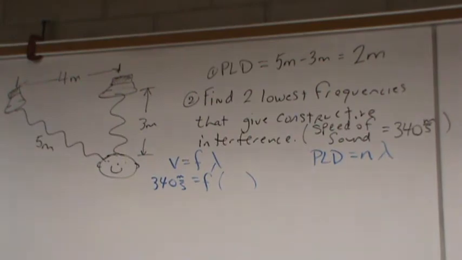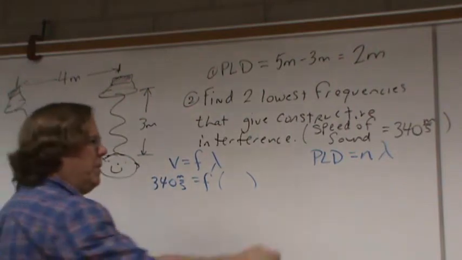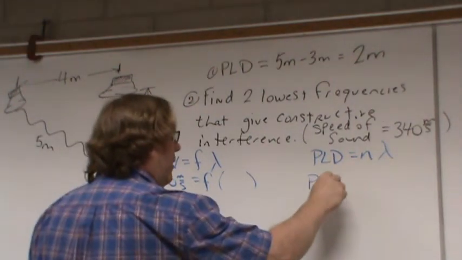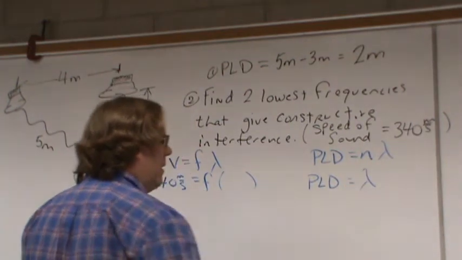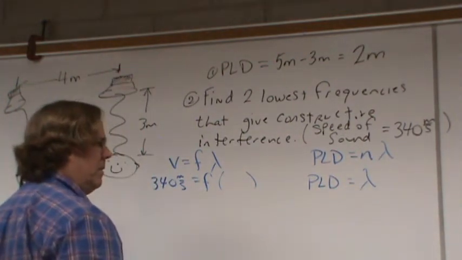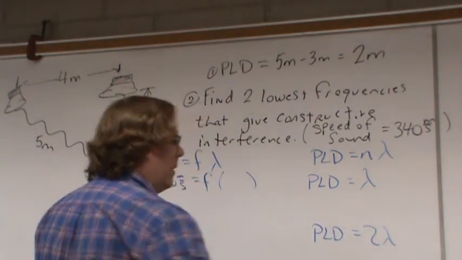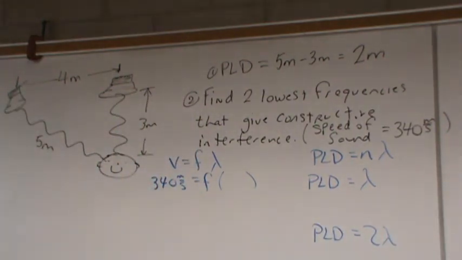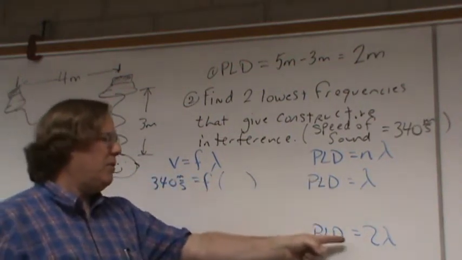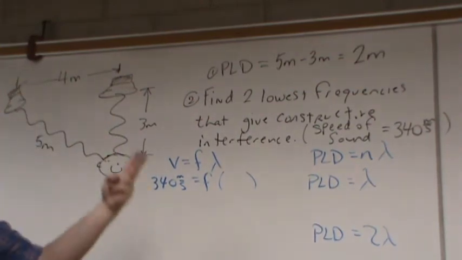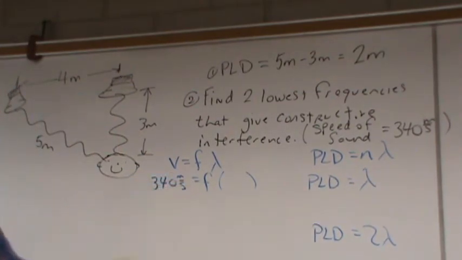Well, I want the two lowest frequencies, so that means I want the two lowest wavelengths. So I hope you see that I'm going to have to let my path length difference equal lambda, and I'm going to have to let my path length difference equal 2 lambda. That's going to get me my two lowest frequencies. If they wanted the 3 lowest frequencies, then I'd have to let path length difference equal lambda, 2 lambda, and 3 lambda. But they only want the 2 lowest frequencies, so I'm just dealing with lambda and 2 lambda.